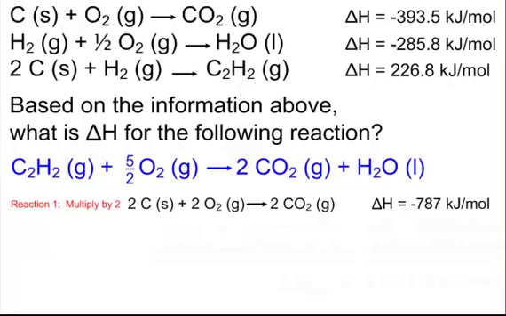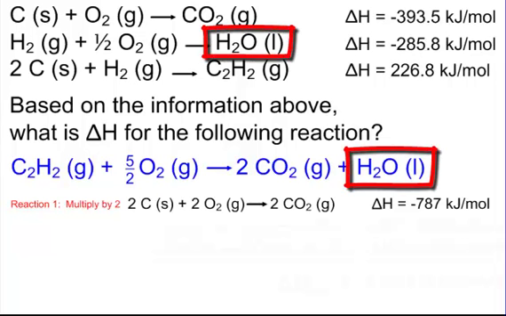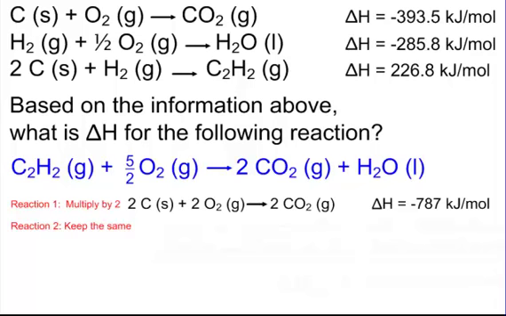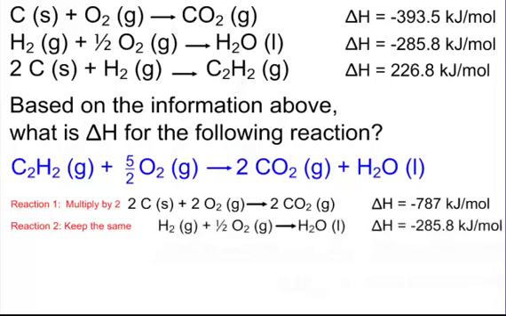Let's look at reaction number 2. I'm going to zero in on the water. I have 1 mole of water on the product side. And what do I want? 1 mole of water on my product side. So for reaction number 2, I don't need to do anything. I can keep it exactly the same, which means the delta H stays exactly the same.